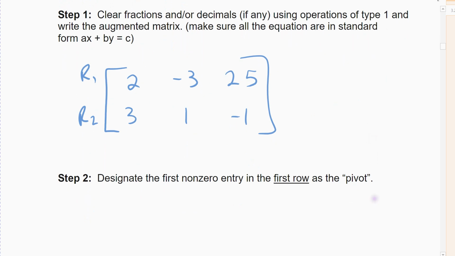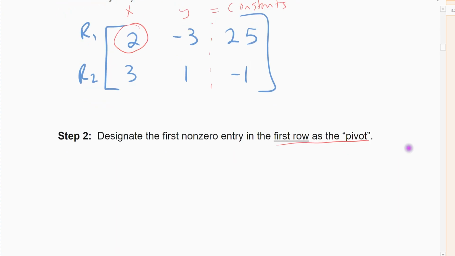All right, then the second step is the process. And again, it's a very specific setup. So the first non-zero entry in the first row we're going to call the pivot. And so in that case, that's the number 2. And remember, this represents my x, this represents my y. There's a hidden equal sign that equals my constants. All right, that's x, y, constants. And so what I want is to keep that x term. All right, so that's what we're going to do with the pivot.